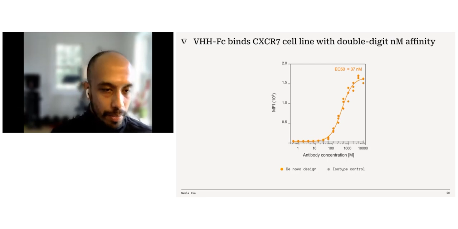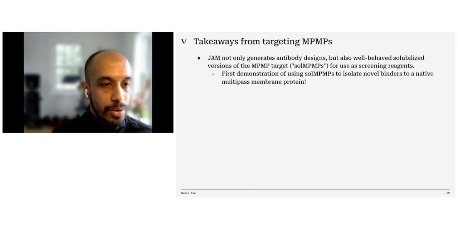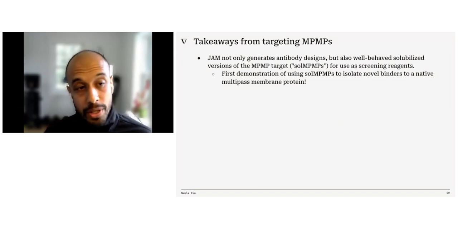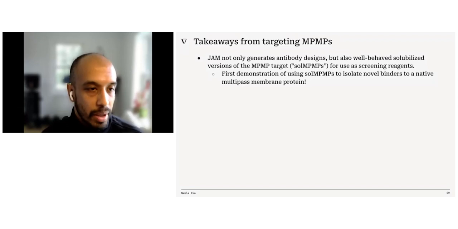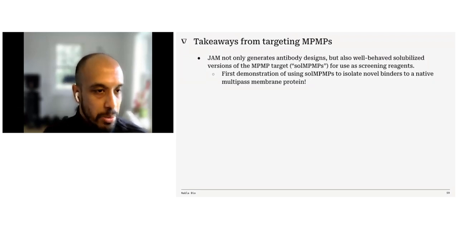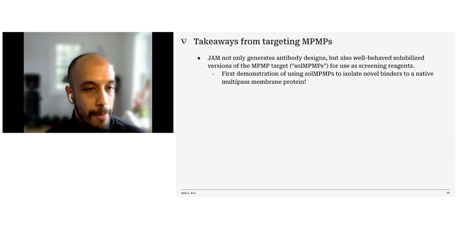So we're doing a lot more work on the GPCR side. Hopefully we can talk more about that soon. But some takeaways here: we can use JAM to not only generate antibody designs, but also well-behaved solubilized versions of more challenging multipass membrane protein targets. We call these Sol MPMPs, and we've shown that they can be useful as antibody screening reagents. So this is the first demonstration of using Sol MPMPs to isolate new binders to a native multipass membrane protein. So we're very excited about that.